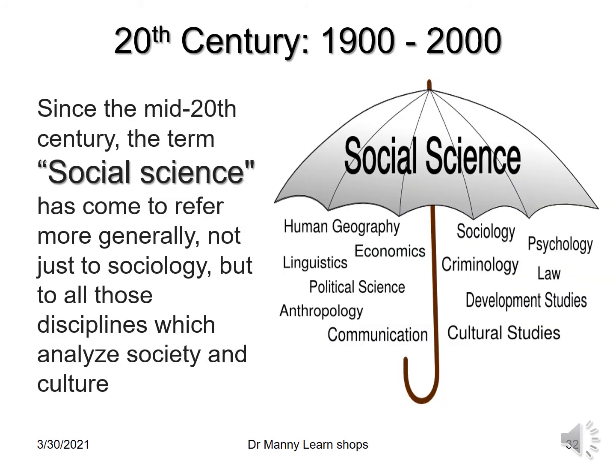In the 20th century, social sciences is now the term that is more commonly used. And it's not just sociology, but all those disciplines which we've spoken about that fit under this umbrella. You've got human geography, economics, language or linguistics, political science, anthropology, communication, psychology, criminology, law, cultural studies, etc. They all come under the umbrella of social sciences.